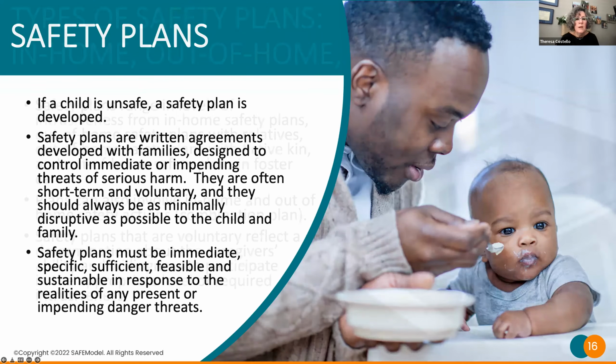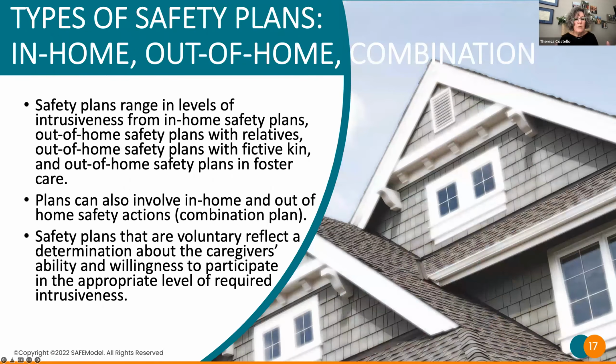Types of safety plans, again, generalized, but there's different types. We characterize them as in-home, out-of-home, or potentially a combination. And again, an in-home safety plan, that's where the child is staying in the home, and we are providing different kinds of interventions that will allow that child to be there and be safe from whatever the danger threat is. We also have out-of-home safety plans. Out-of-home safety plans could be with relatives, they could be with fictive kin, and on sort of the most intrusive continuum, they would be in a foster placement.